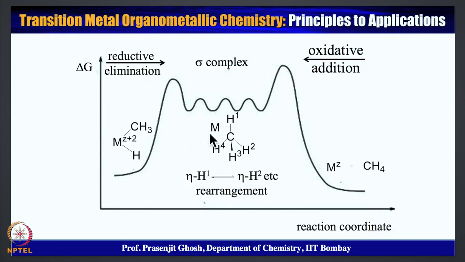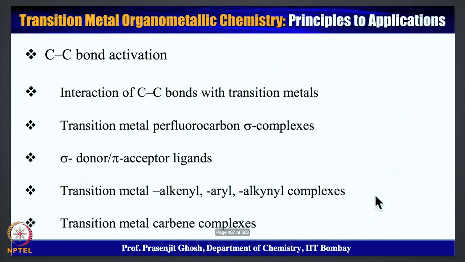And finally, with respect to CH activation, we had seen that there are several rearrangements that occur depending on which hydrogen is bound to the metal in a sigma fashion. In one way, if it goes further, it oxidatively adds this CH3 hydrogen to give the metal hydrides, and if it proceeds the other side, then it is a reductive elimination leading to metal and CH4. So, what we see is that the sigma complex sits in the middle between the oxidative addition product as well as the reductive elimination product in the reaction coordinate, and that is an interesting observation.